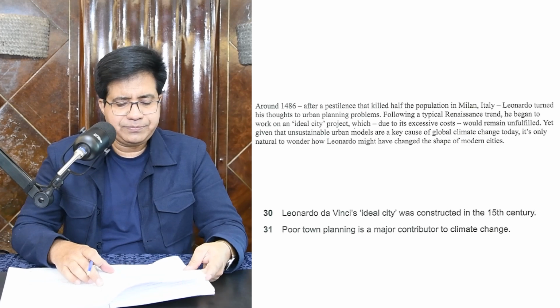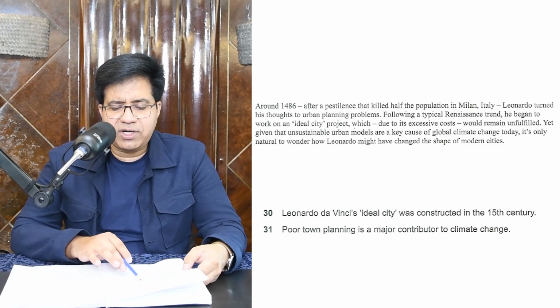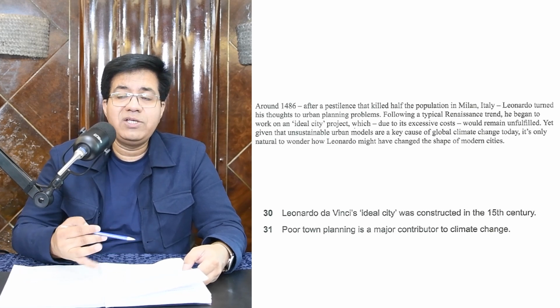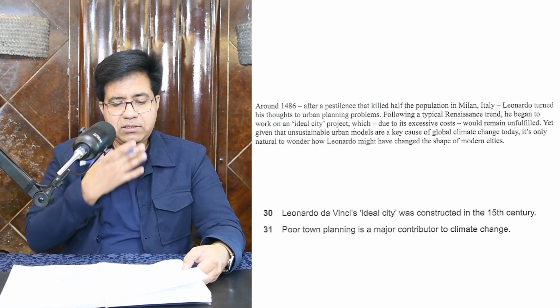Now, please come back. Leonardo da Vinci's ideal city was constructed in the 15th century. In the 15th century, it remained unfulfilled. So, what is the answer? Well done. Very good. Answer is false.